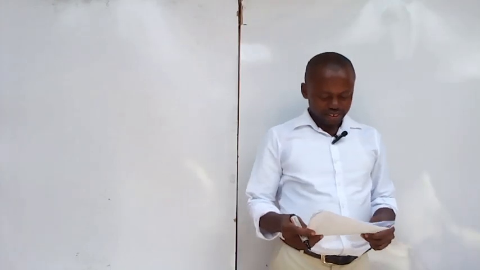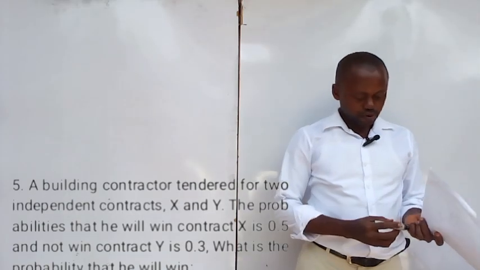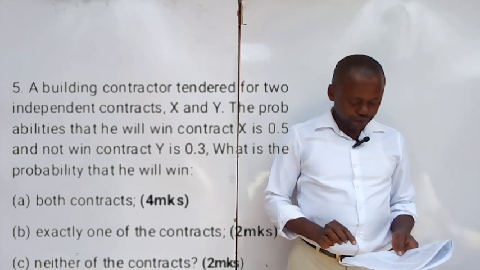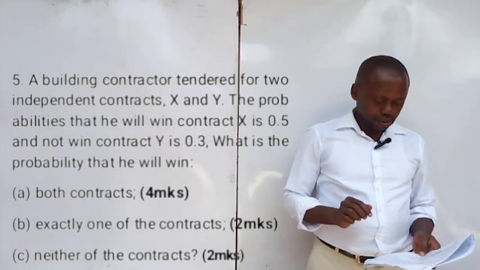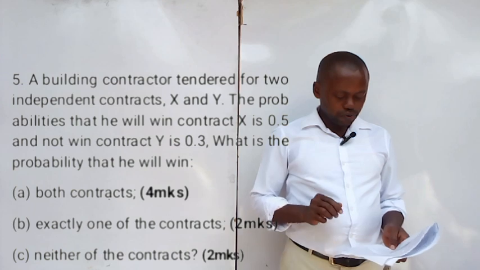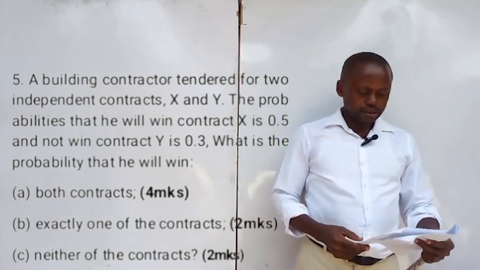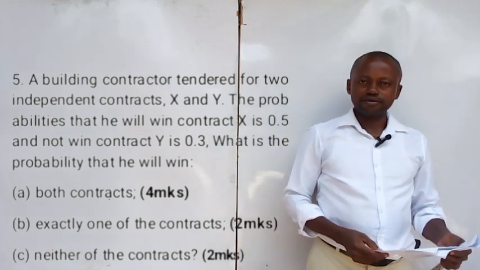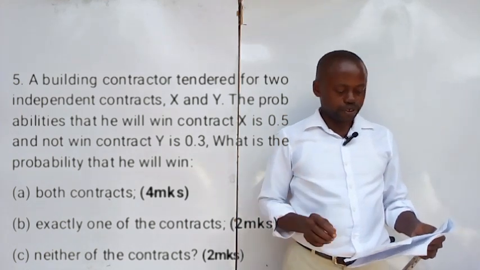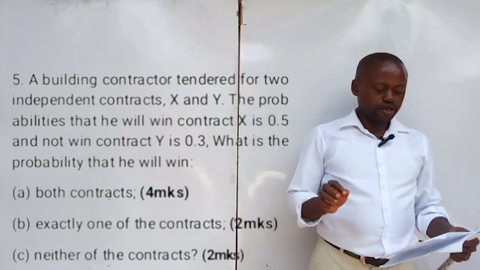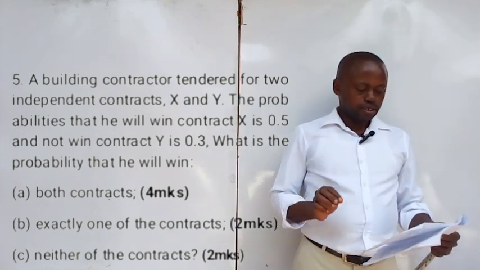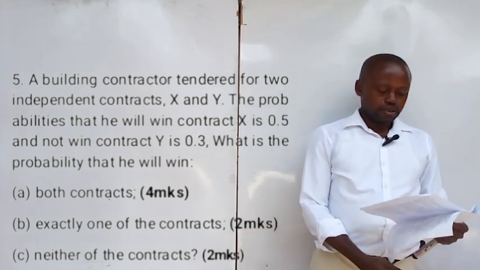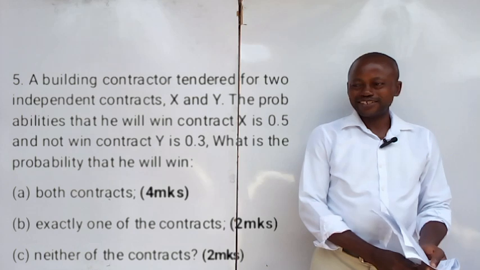My name is Victor Digomo here, and in this class, still on probability, we want to look at this question that says a building contractor tendered for two independent contracts, X and Y. The probability that he will win contract X is 0.5 and not win contract Y is 0.3. He will not win contract Y, the probability is 0.3. So what is the probability that he will win A, both contracts, B, exactly one of the contracts, and C, neither of the contracts?